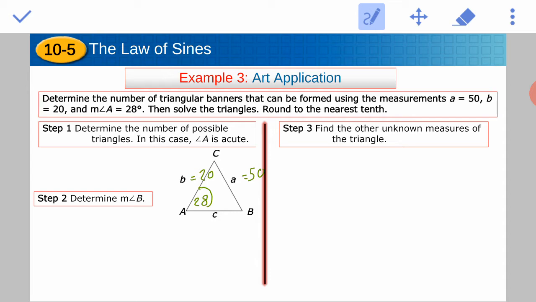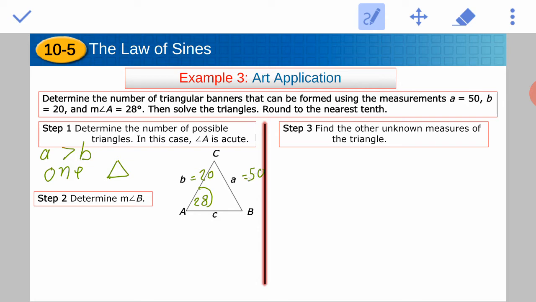Apparently, this is SSA information, side side angle, because the angle is not between the two sides. Guys, notice that the opposite side A is greater than B. This is the most popular case. When A is greater than B, there is exactly one triangle. So it's the one triangle case. And because it's one triangle, this is the easiest scenario. We can just apply the law of sines in order to solve this triangle.